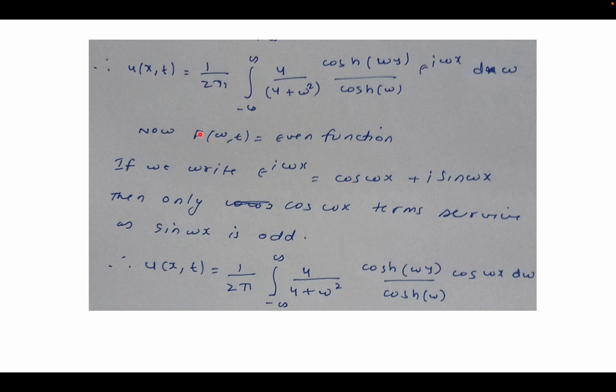Now your f of omega is even and cos omega x is also even, but sin omega x is odd. So if you try to find the integration, the only term that survives is that of cos omega x, because sin omega x multiplied with f of omega will be an odd function, and the integration from minus infinity to infinity will be 0. So I can write u(x, t) is equal to 1 by 2 pi, integration from minus infinity to infinity of 4 upon 4 plus omega square, times cos hyperbolic omega y upon cos hyperbolic omega, cos omega x d omega. Okay, so this is the final solution of the given question.